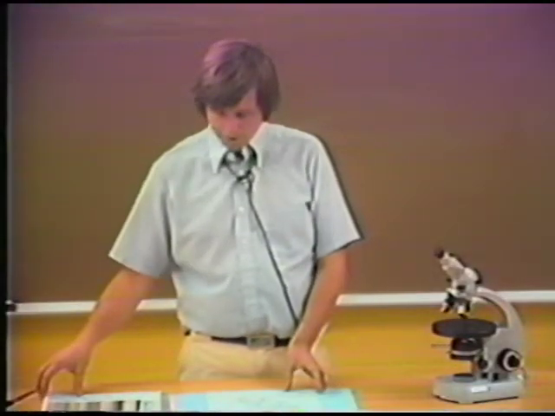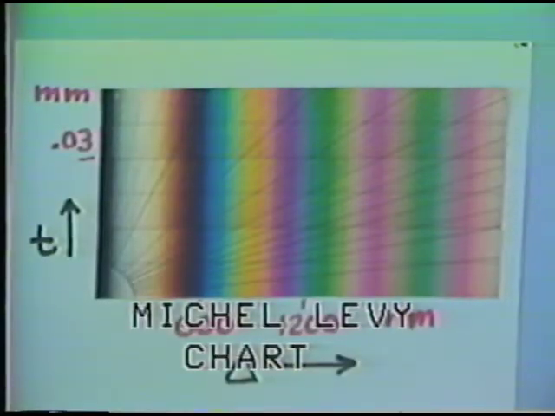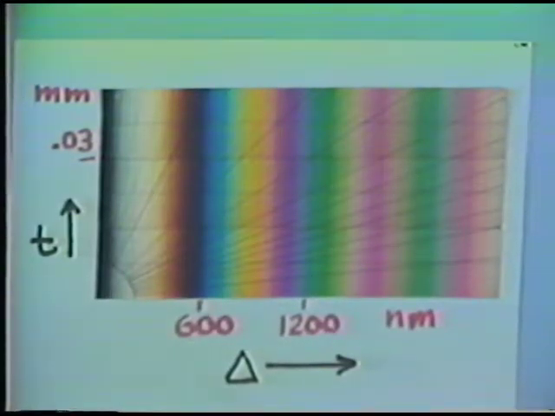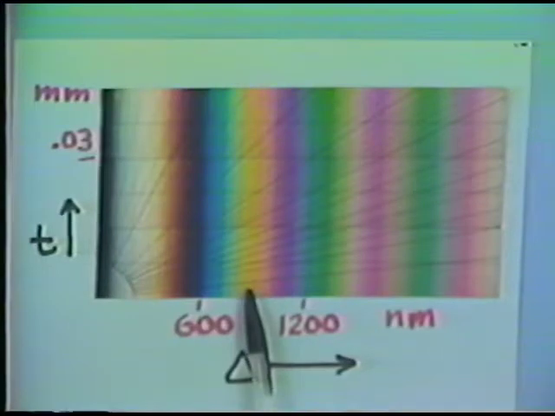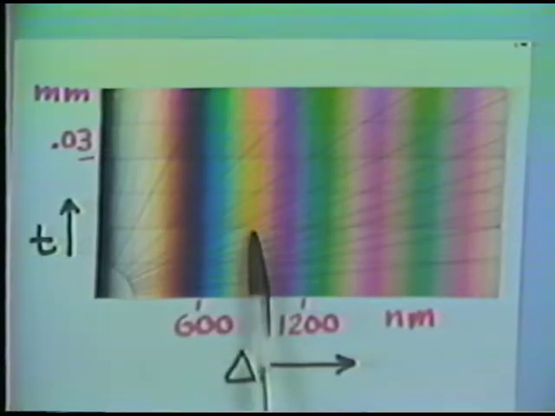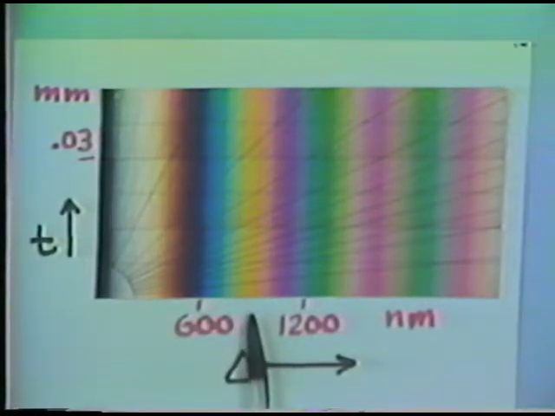Now, the way in which we calibrate this estimate is by using the Michel-Levy chart. And this is the Michel-Levy chart, again, which shows a pattern of interference colors. And if we're looking at a particular mineral grain and we can recognize one of these interference colors, for example, this yellow right in here, which is a second order yellow, if we can be sure that the mineral grain is exhibiting this particular color, then we know that the retardation is approximately 900 nanometers.